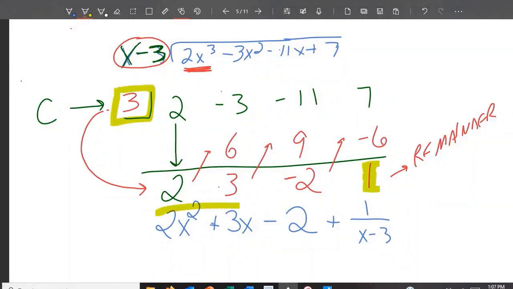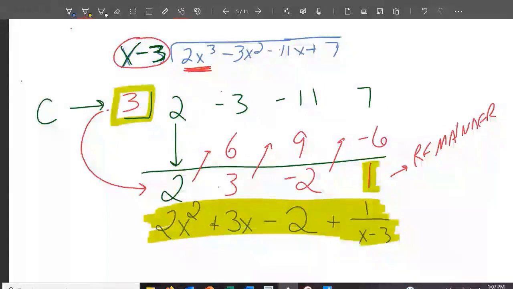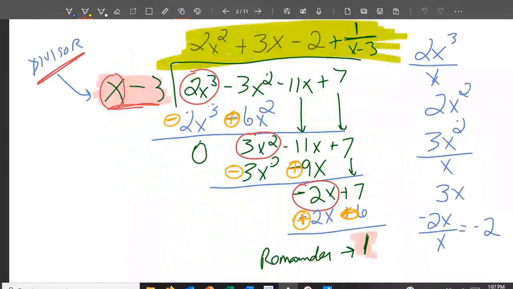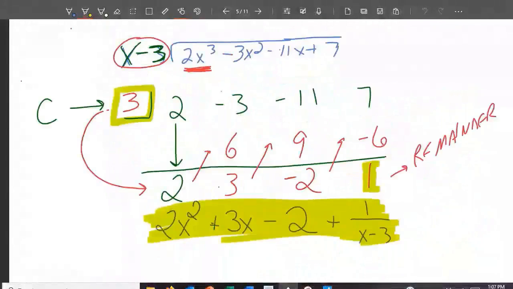I'm going to highlight this. Now, this is the exact same answer that we got earlier when we did the long division. Let me back up and make sure you see that. 2x squared plus 3x minus 2, and the remainder is 1. You have to put the variables back with the coefficients, and at the very end of that bottom row, the last number is the remainder.